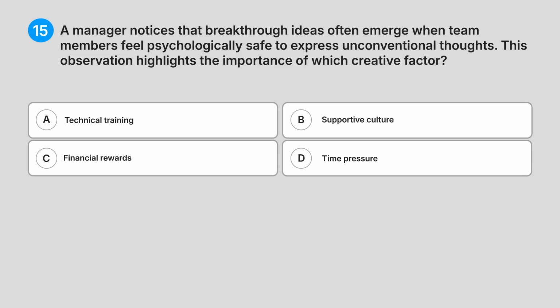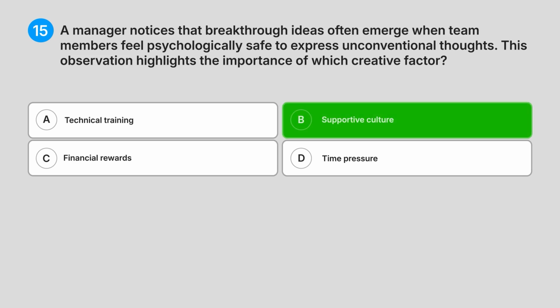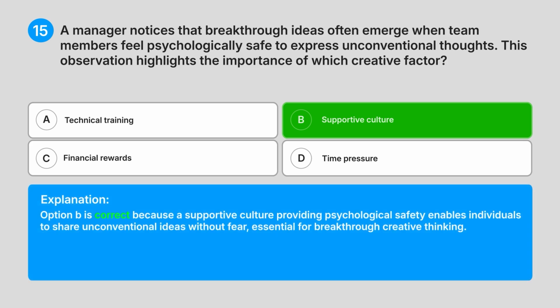Correct answer, B. Supportive culture. Explanation. Option B is correct because a supportive culture, providing psychological safety, enables individuals to share unconventional ideas without fear, essential for breakthrough creative thinking.